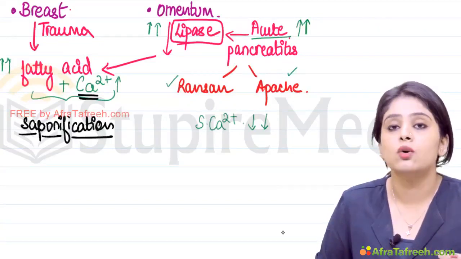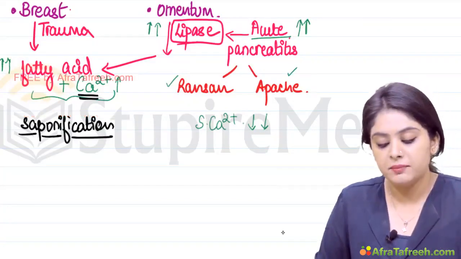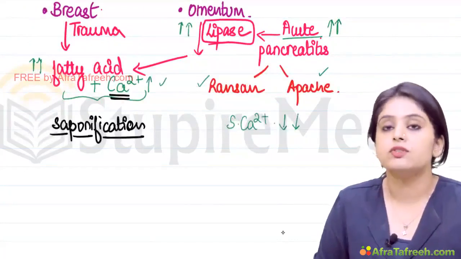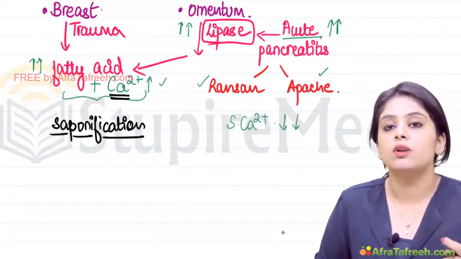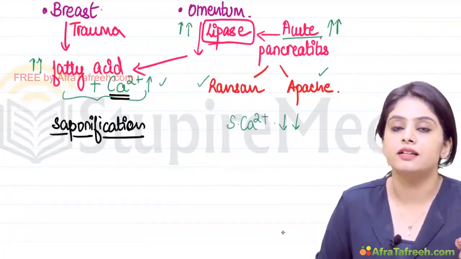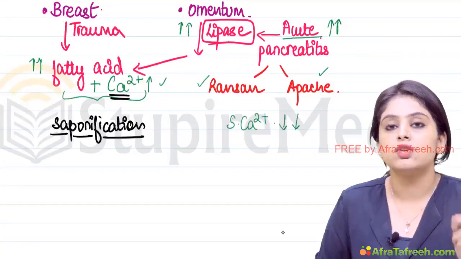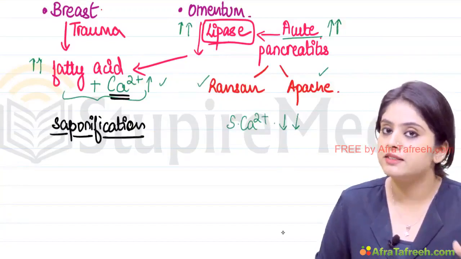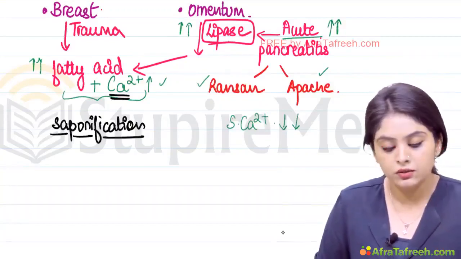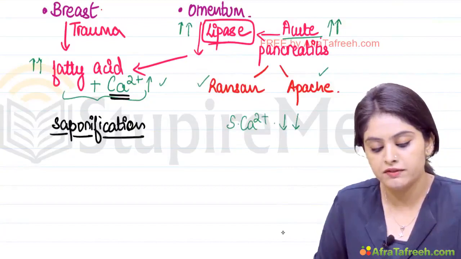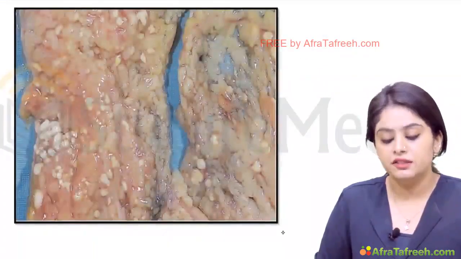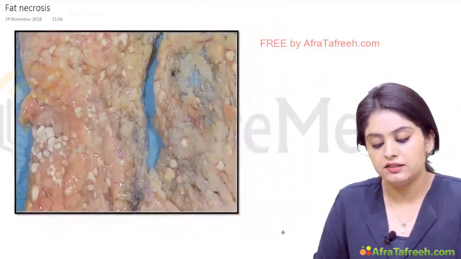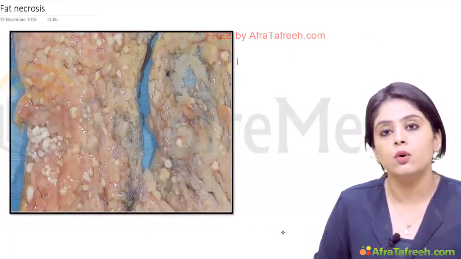Now coming back, core pathology. When something has deposition of calcium, it will always become chalky white. That is a concept you need to form now. Chalky white means calcium. In fat necrosis, fatty acid is combining with calcium. So now let's see an image of fat necrosis. Now this particular area is a section that has been taken from the omentum.